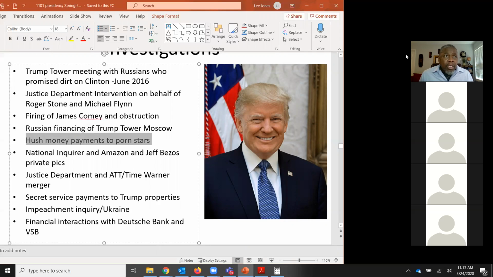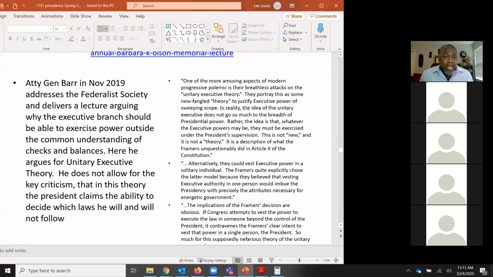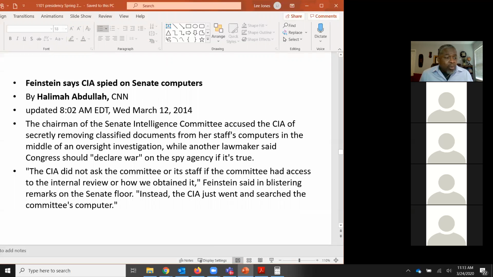But through it all, the president of the United States, Donald Trump, has been able to lay claim to this war paradigm, right? Been able to try to decide what is and what's not legal, what laws he'll follow and what laws he will not follow because of this expanded notion of presidential power.